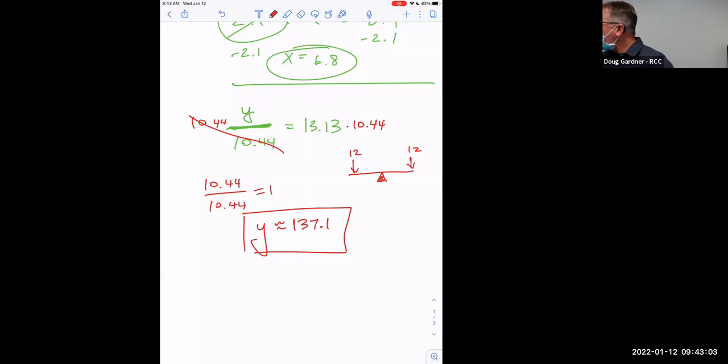Notice I didn't get it exactly right. Why didn't I get it exactly right? Because I rounded. So that's important to know that you did that. But that does tell me I got it right. I'm pretty close to the answer I was supposed to get. And had I left all the decimals in there, then I would have got exactly 13.13.